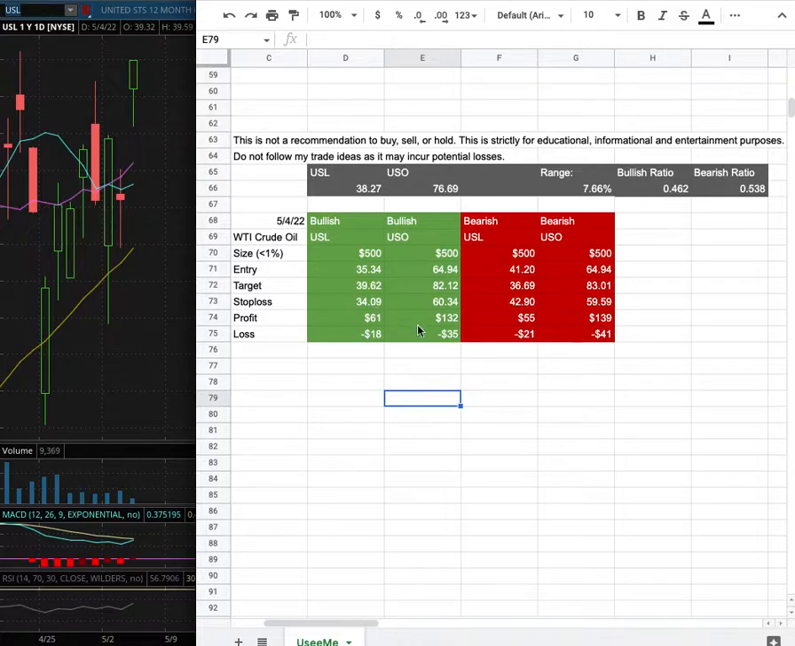However, if I were to open a short position, my entry is at $41.20. My sell target for it is at $36.69. My stop loss is at $42.90. So whichever entry price were to hit first, that will be my position of the week.